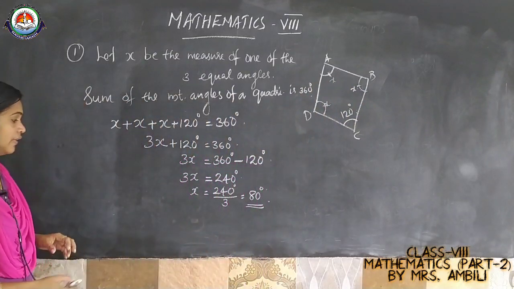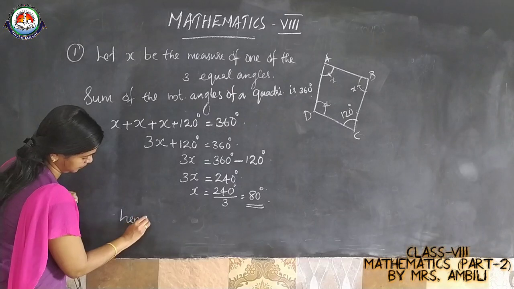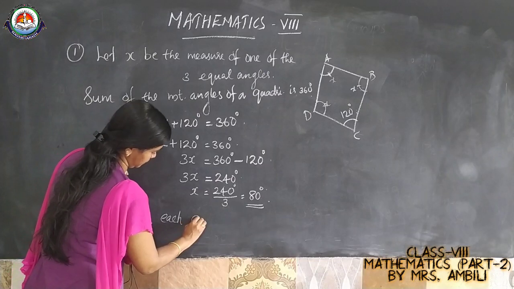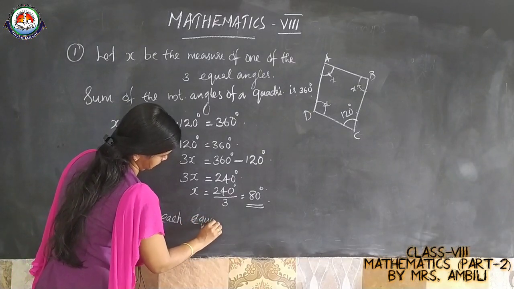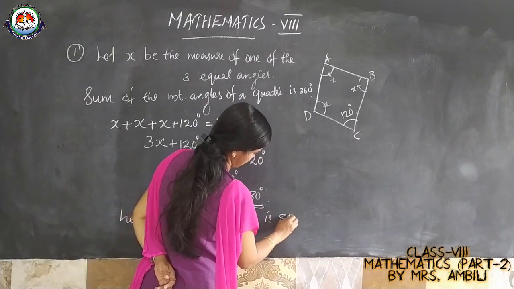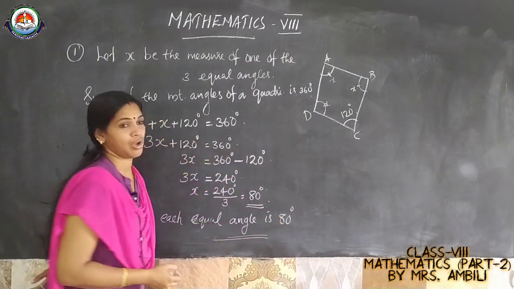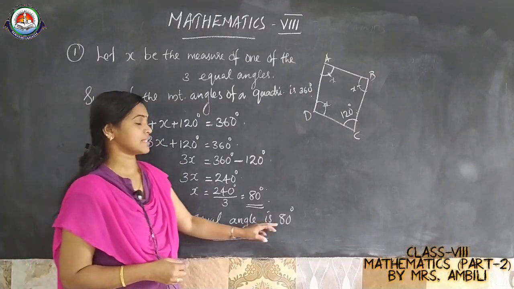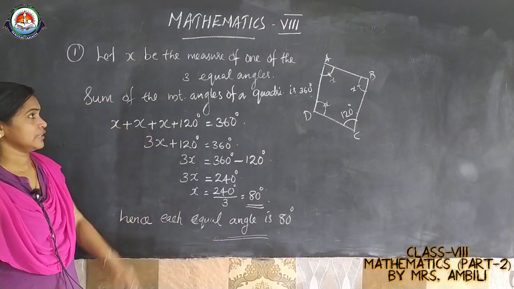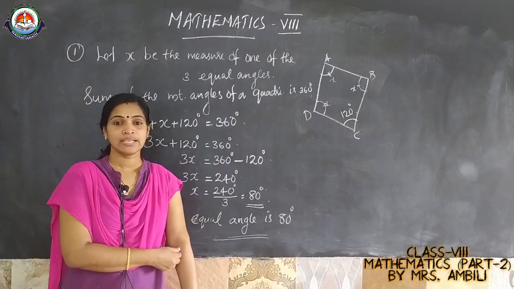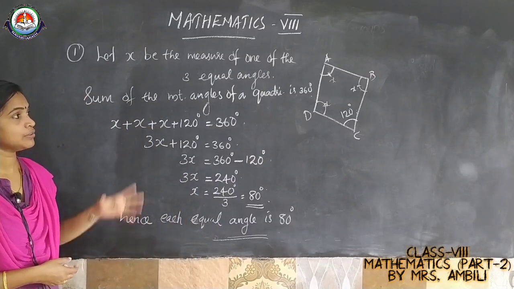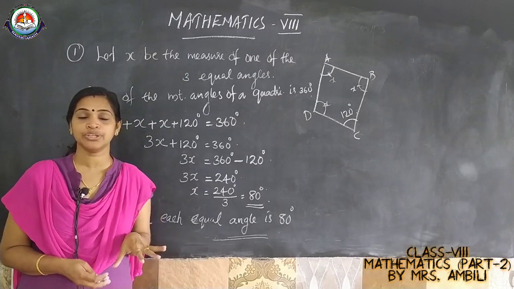Clear? So, we can conclude that the measure of each equal angle is 80 degrees. You understood? So, what is given in the question? 3 equal angles are there and one angle measures 120 degrees. So, you need to find out the equal angles.